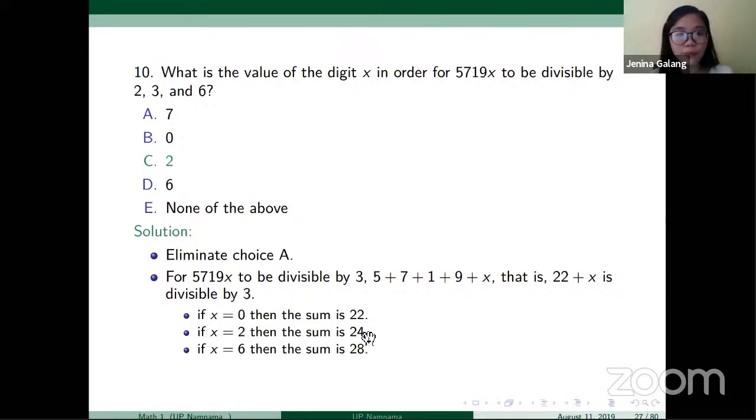And if x equals 2, then the sum is 24, which is divisible by 3. So pwedeng choice natin is 2. And last, if x is equal to 6, then the sum is 28. So hindi divisible yung 28 ng 3. So ang sagot dito is letter C. So pwede nyong i-check din yung divisibility rule dun sa number 6. Pero yung natitira na lang kasi nating choice dito is number 2. So, the answer here is letter C.